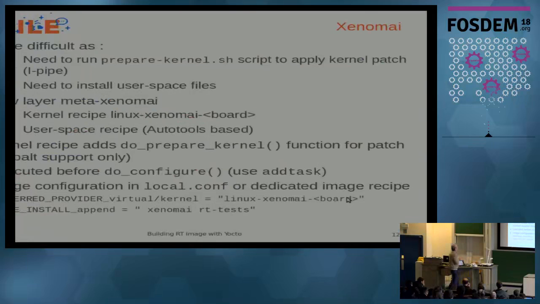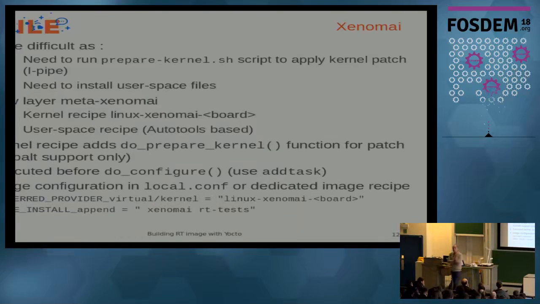You have to configure the Yocto file, or you can create a dedicated image recipe. So you need to use a preferred provider command from Yocto. So you say preferred provider virtual/kernel is Xenomai.